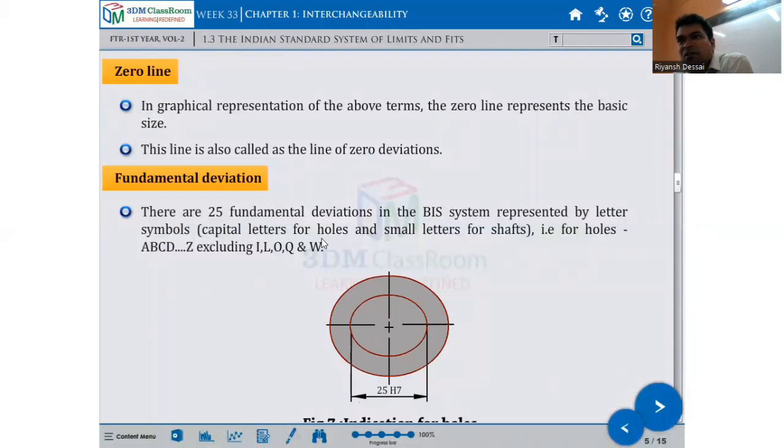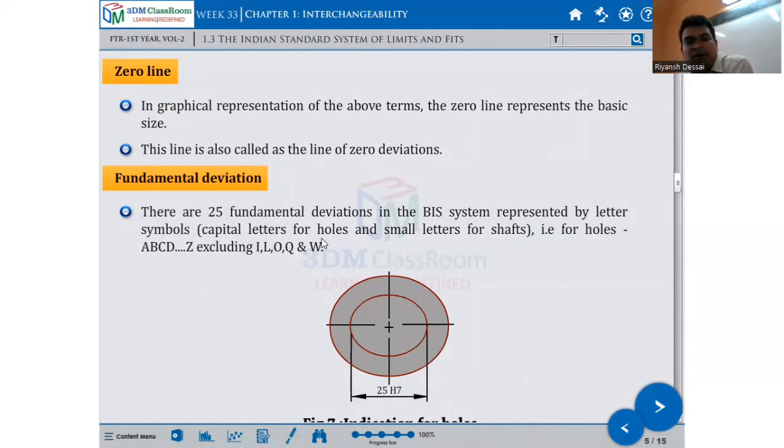Friends, there are 25 fundamental deviations as per the Bureau of Indian Standard. For the hole system the letters are capital, that is letter A to Z, and for the shaft system small letters A to Z. A question in the exam.